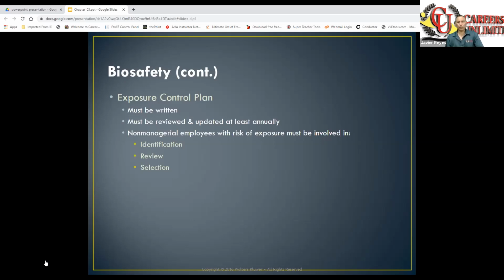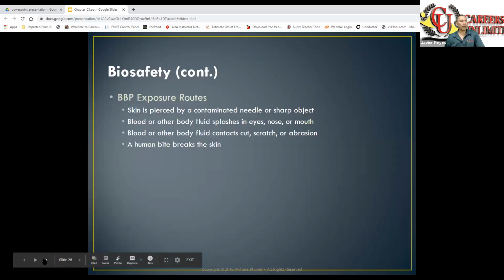Non-managerial employees, which means us, the actual workers, the ones that are out there getting exposed to these bloodborne pathogens, have to participate in the development of a plan. Okay, why? Because we're the ones that are getting exposed. We know how we're getting exposed, what's going on. All right, so by law, they have to involve us in developing the plan. Okay, identifying, reviewing, and selection of the plan.